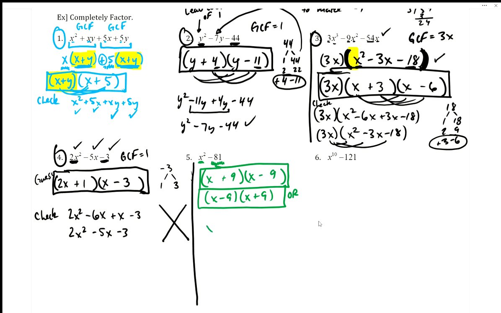X times x is x squared. X times positive 9 is positive 9x. So I'm checking this one. And then negative 9 times x is negative 9x. And then negative 9 times positive 9 is, oops, I wrote almost a minus. There we go. Minus 81. Notice these two are the same but opposite. So that makes them 0. So we're left with just x squared minus 81. Okay, so it's the same as what we started with.